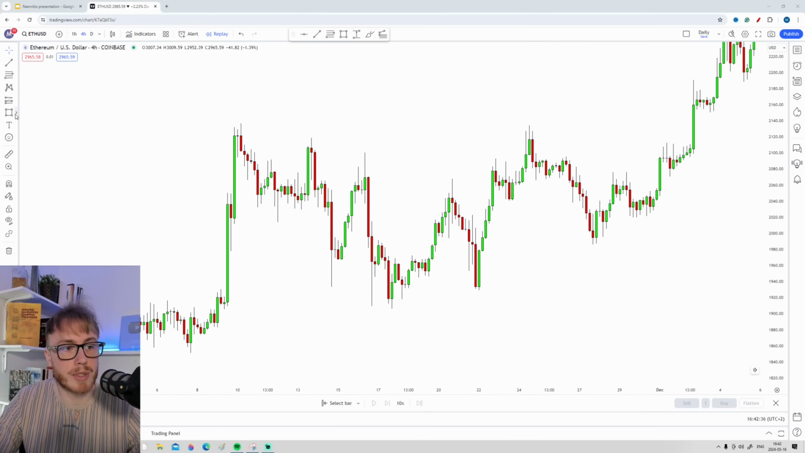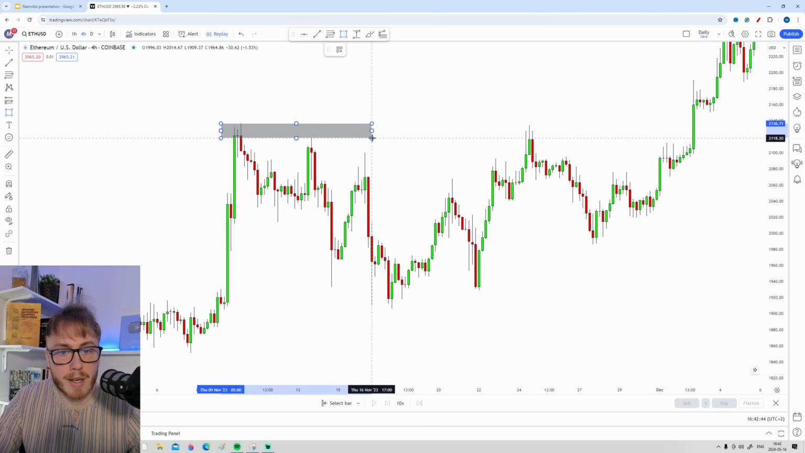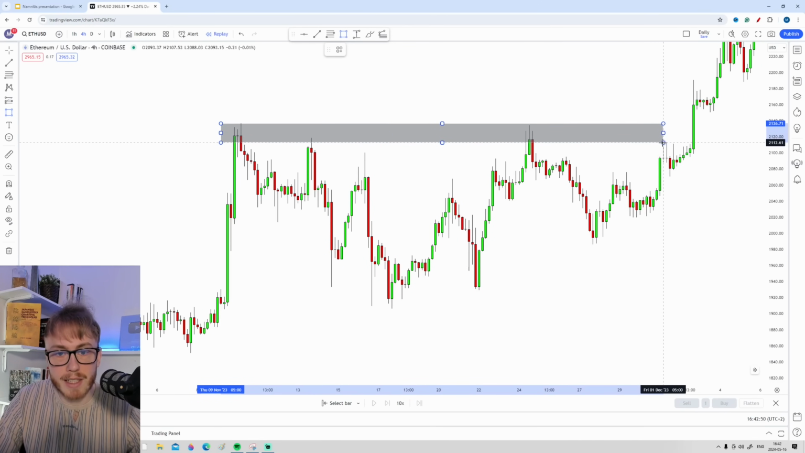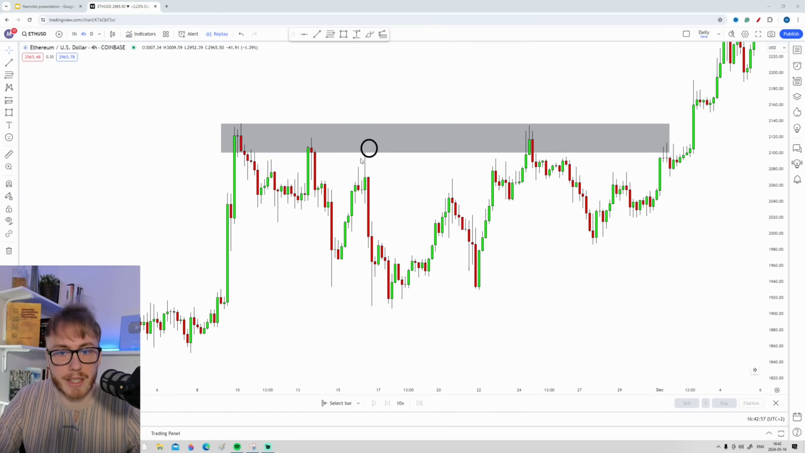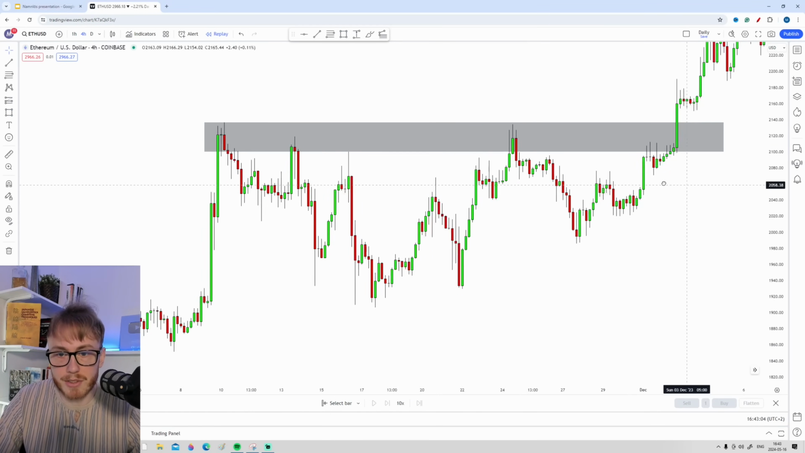So the very first thing we do here is that we use our rectangle tool to draw our resistance level. And remember from the rules earlier, what we want to do is include all the significant touches. Then we want to adjust the level. In this case, we can adjust the level all the way down to include this touch right here, and then we drag the resistance to the right.